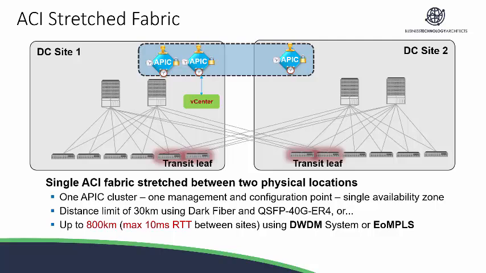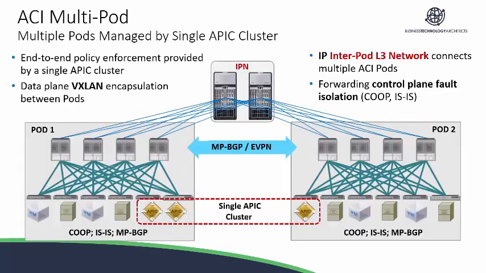Stretch fabric is a single ACI fabric stretched between two physical locations where the transit leaves are connected to the spines. Nobody does this anymore. Multi-pod is multiple pods managed by a single APIC cluster connected from the spines to an IPN network. So there's an interpod layer 3 network connecting the multiple pods, providing forwarding, control plane, and fault isolation. What they also don't bring in is PIM.